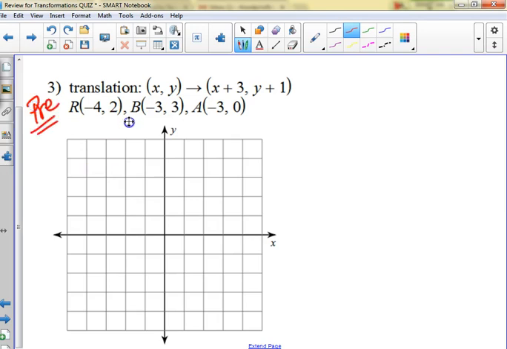So I'll do the pre-image in red. Left 4 and up 2 is R. Left 3 and down 3 is B. Left 3 and up. So I just did that wrong. No, that's not the first time. Okay, left 4 and up 2. Left 3 and up 3. There we go. And left 3 and up 0. That looks better.